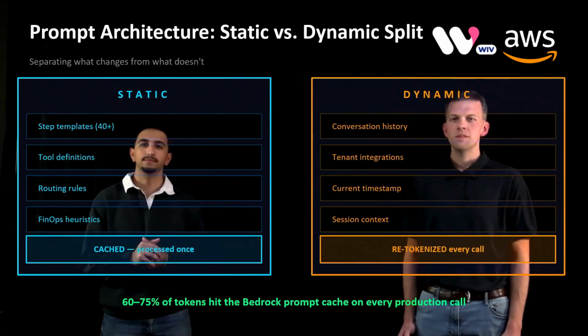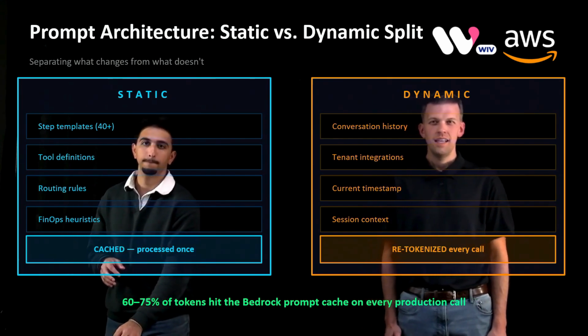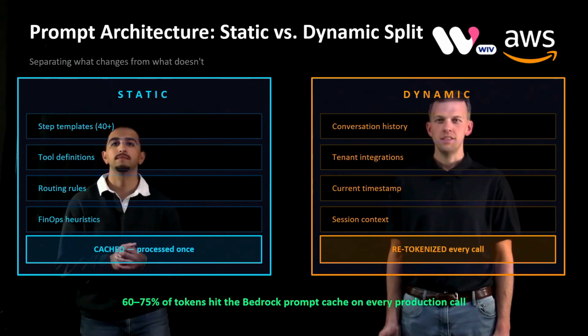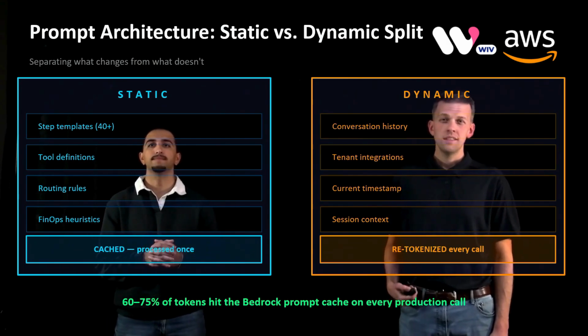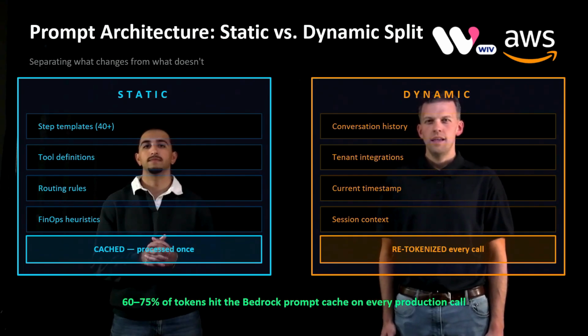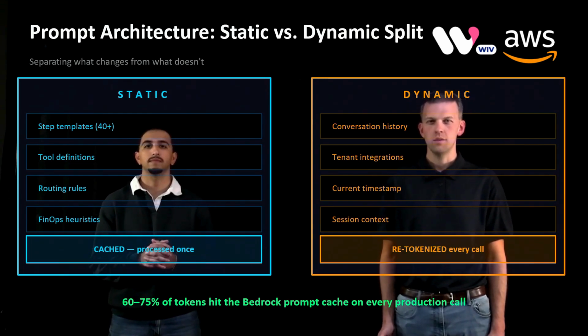Absolutely. Let's start with static. That means it does not change from one call to the next. It's processed once. Dynamic means that it is re-tokenized for each call. So for us, each call to Claude Sonnet on Bedrock starts with a system prompt, and ours is about 15,000 tokens because the agent needs enough context to handle a wide range of cost questions.